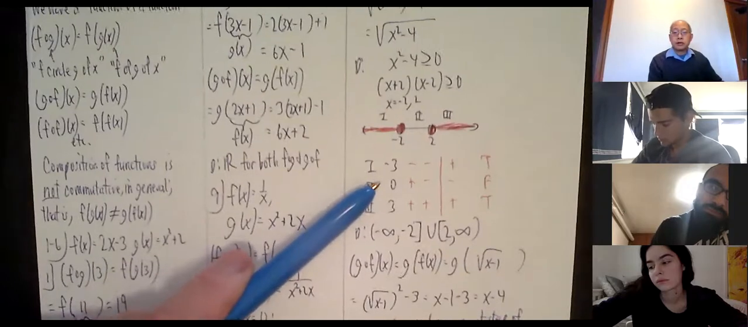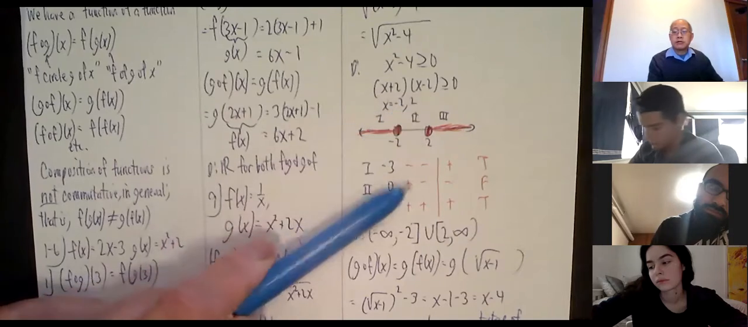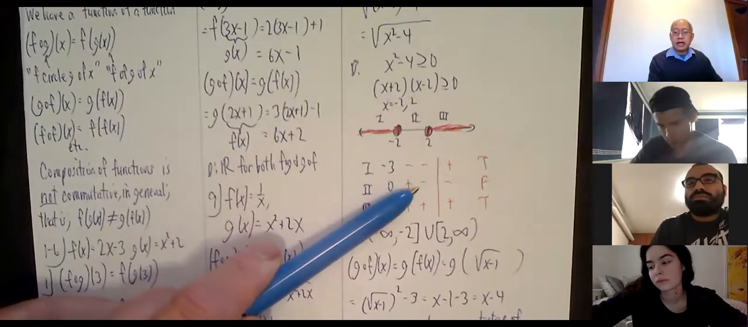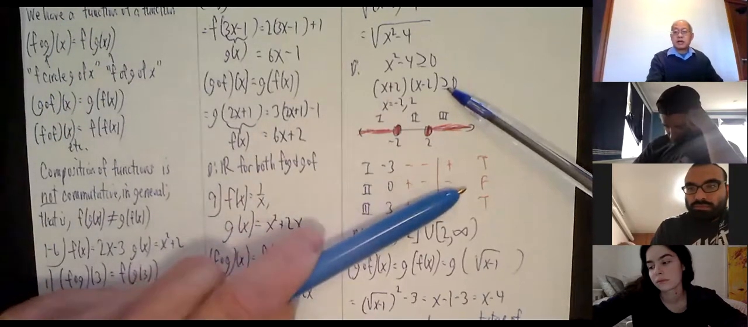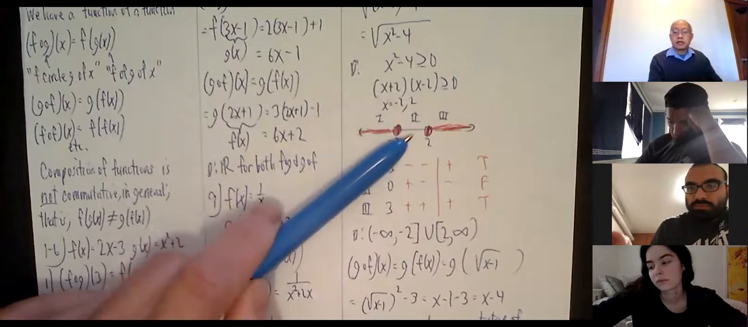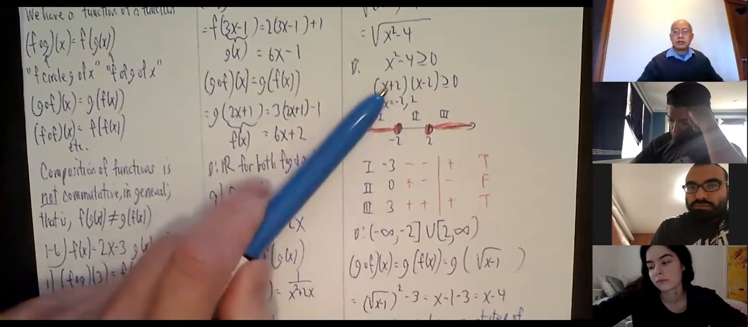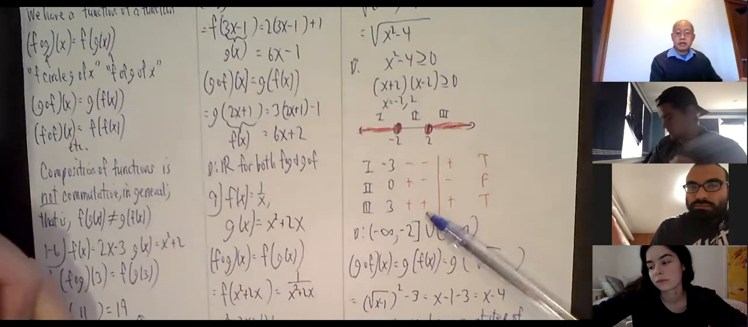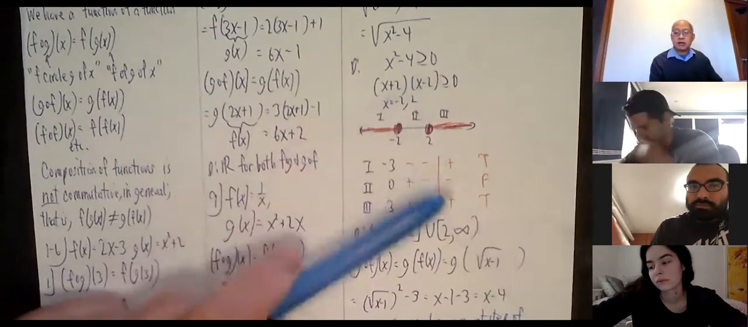Region 2, 0. 0 plus 2, positive. 0 minus 2, negative. Positive times a negative is negative. Negative greater than or equal to 0? No, that's false. So do not shade in region 2. Region 3, 3 plus 2, positive. 3 minus 2, positive. Positive times a positive is positive. Positive greater than or equal to 0, that's true.